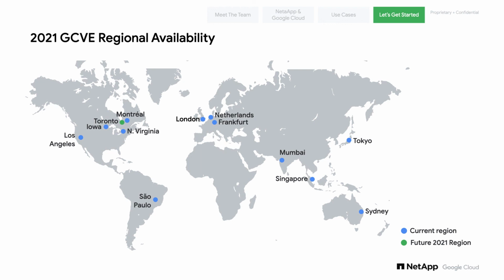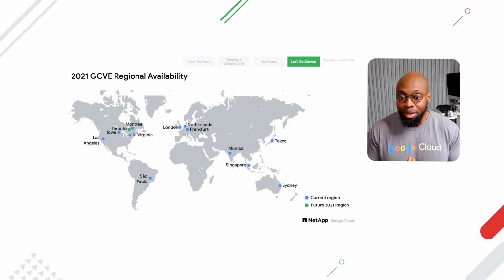So one of your first questions may be, where is the service with this awesome integration with NetApp available? Google Cloud VMware Engine is available globally in 12 regions today. And you can see the regions that are regional data centers. And every region that has Google Cloud VMware Engine available can access this integration with Cloud Volumes ONTAP that's been mentioned.